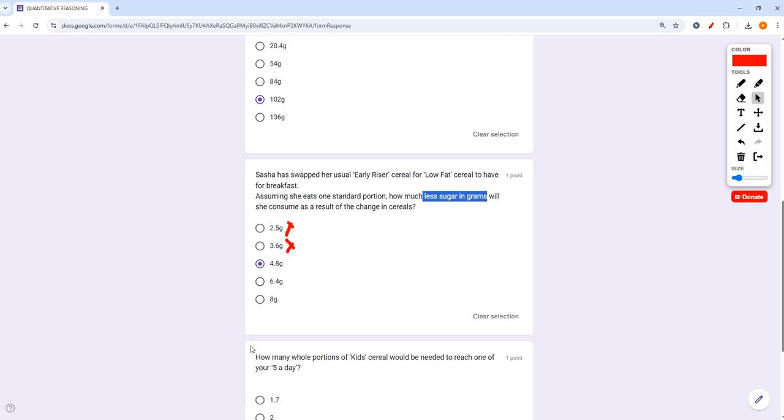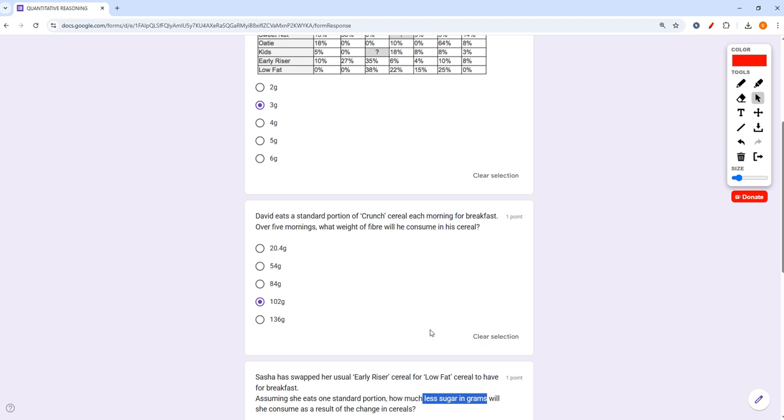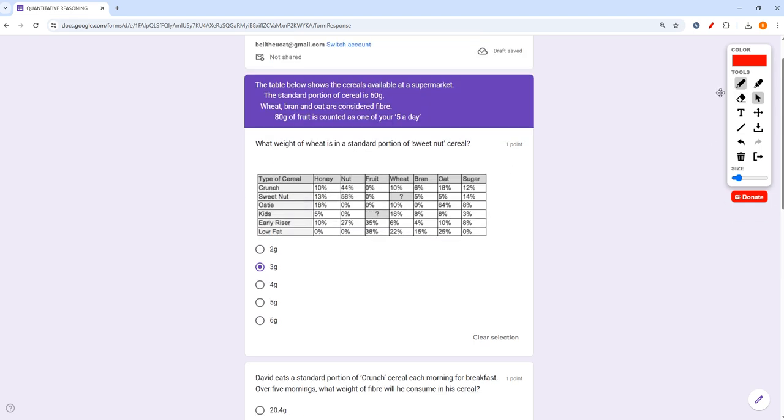Right, how many whole portions of kids' cereal would be needed to reach one of your 5 a day? So we're looking at kids' cereal, 5 a day. 5 a day means 80 grams of fruit. So how much is fruit for kids? 5 and 18, 23, 23 and 16, 39, 39 and 3, oh, 42. How much is the rest? 100 take away 42, 58. So I'm looking at 58%.